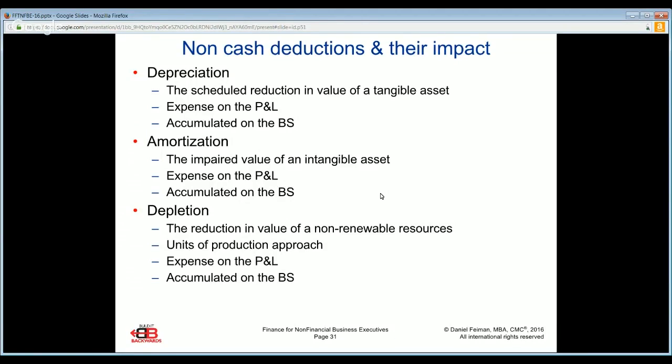So depreciation is for tangible assets, amortization is for intangible assets, and depletion is for our non-renewable resources.